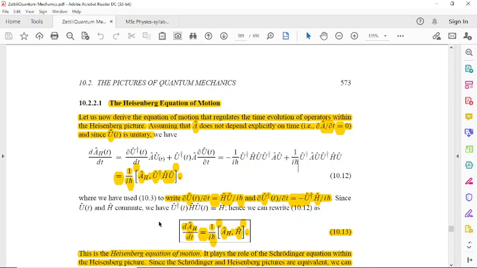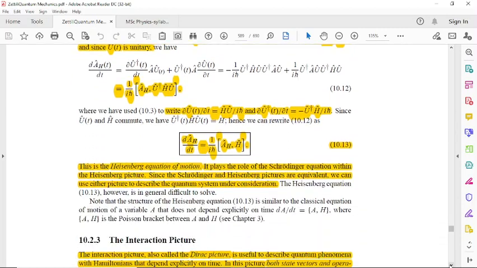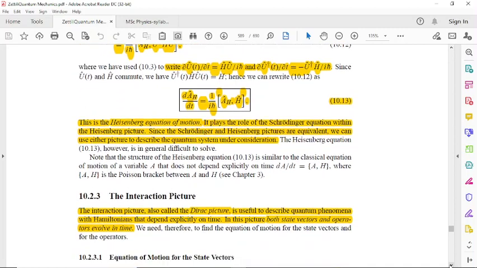And therefore we can write dA_H by dt equal to, this is the equation of motion in the Heisenberg picture, dA_H by dt equal to 1 by i h cross commutator of A_H and H. This is the Heisenberg equation of motion, where dou psi by dou t is equal to 0. It plays the role of the Schrodinger equation within the Heisenberg picture. Since the Schrodinger and Heisenberg pictures are equivalent, we can use either picture to describe the quantum system under consideration.